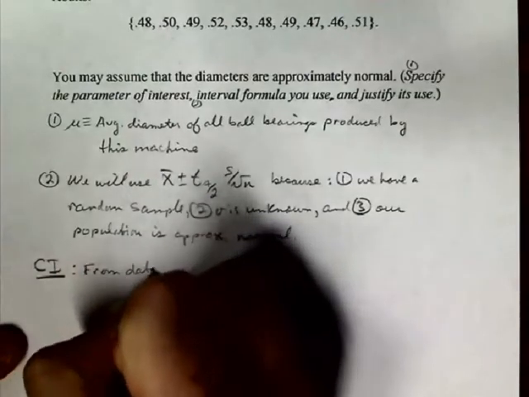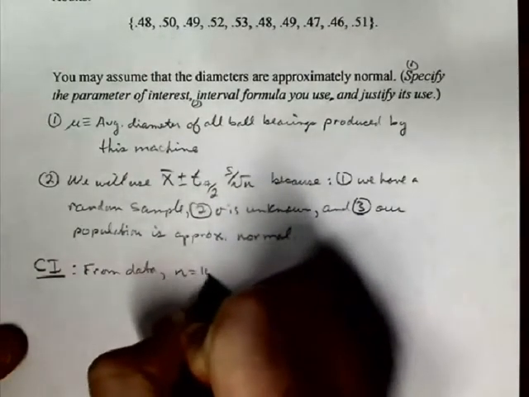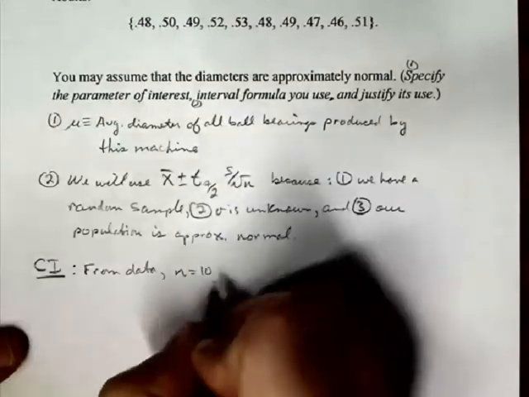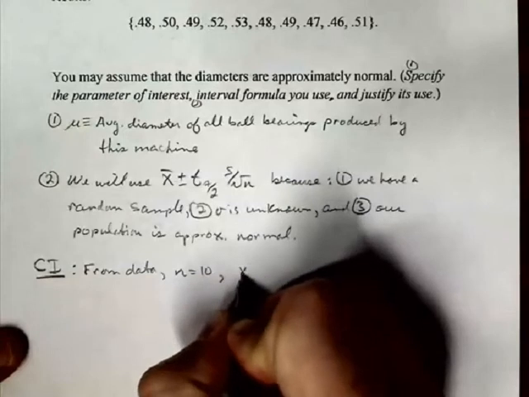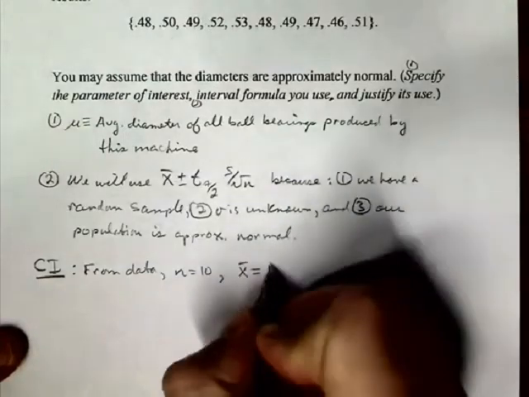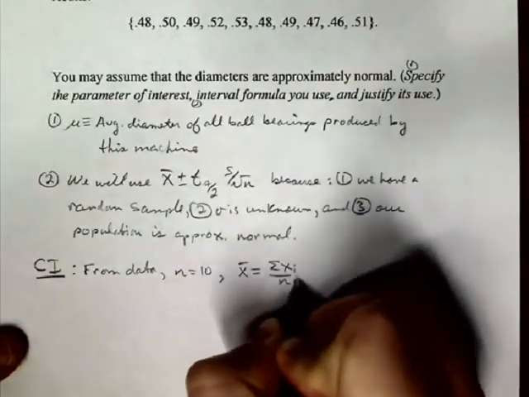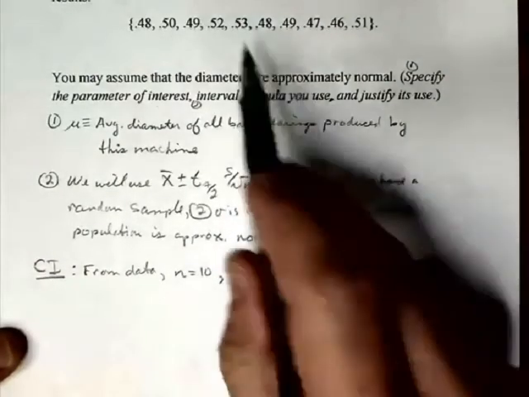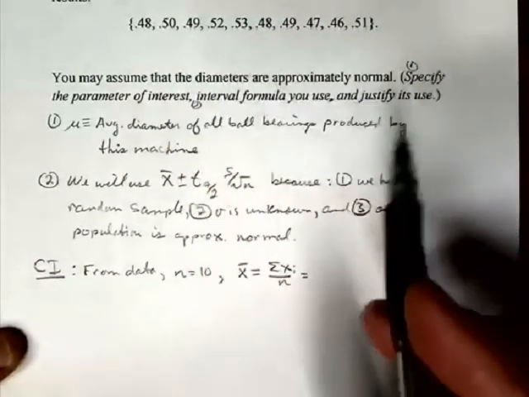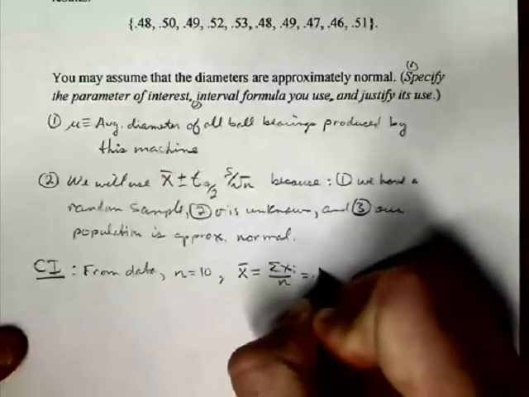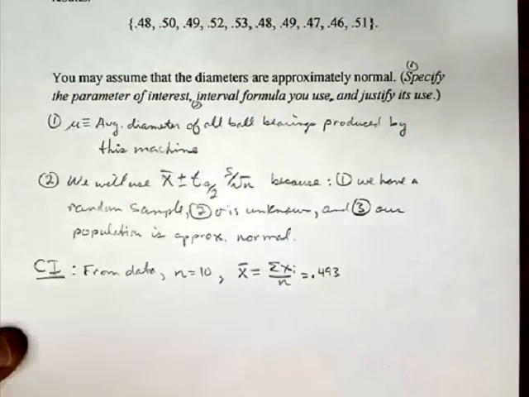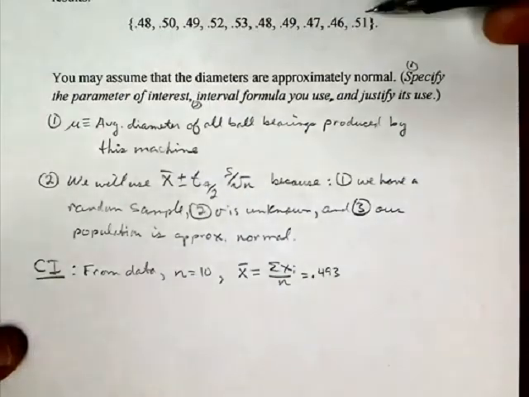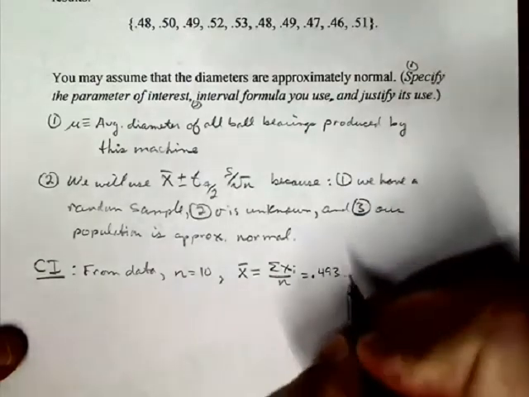Well, let's see here. We know from the data n is 10. Okay, that's pretty straightforward. Now, we also need x bar and s. And x bar is simply, if you recall, the sum of the observations over n. And if you were to sum up these 10 observations and divide by 10, you would get 0.493. This is a previous idea that I'm not going to spend the time to flesh out the details of computing x bar, but you can verify it.